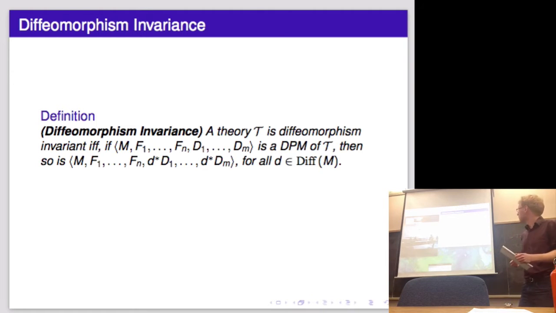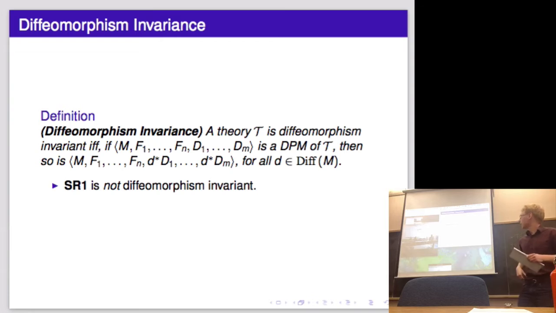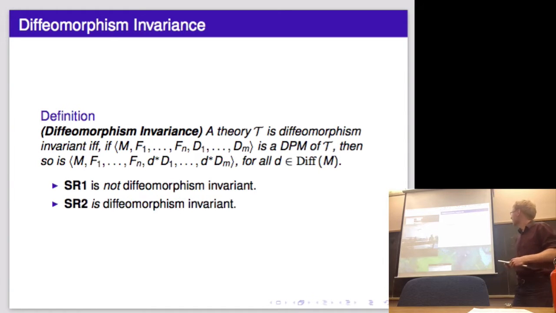A theory is diffeomorphism invariant if and only if, for a model <M, F, D>, where the F's are fixed fields in the sense of the metric of SR1 and the D's are dynamical fields, if that model is a dynamically possible model of the theory, then so is this second model where we've done an arbitrary diffeomorphism on the dynamical fields of the theory. So on this definition, it turns out that SR1 is not diffeomorphism invariant, because if <M, η, φ> is a DPM of SR1, then in general <M, η, d*φ> won't be a dynamically possible model. However, SR2 is diffeomorphism invariant.